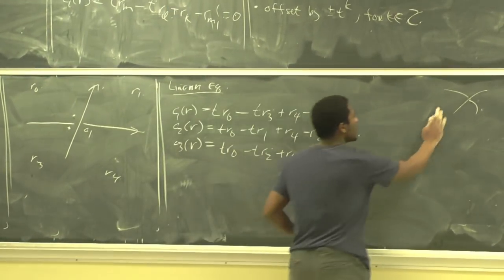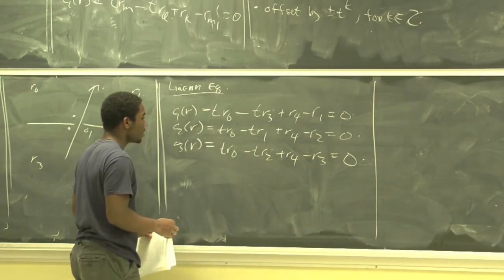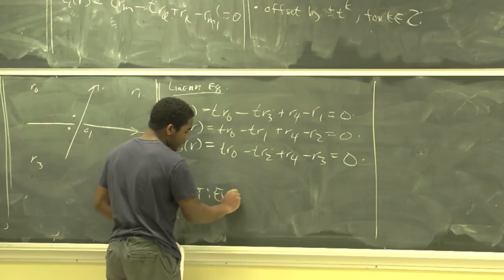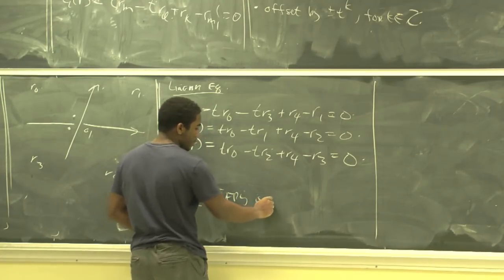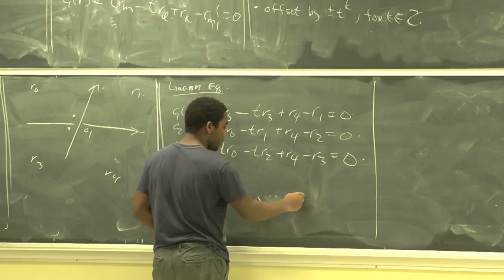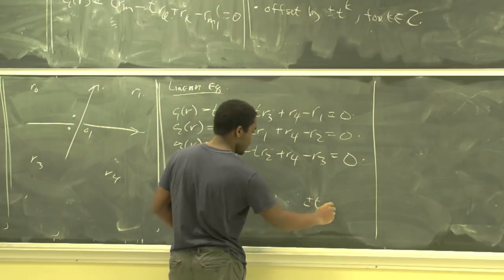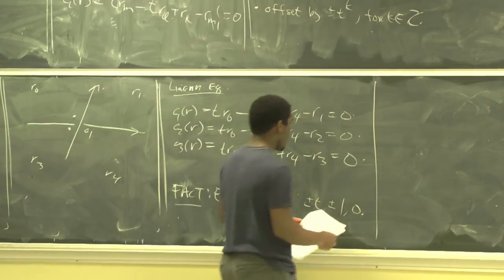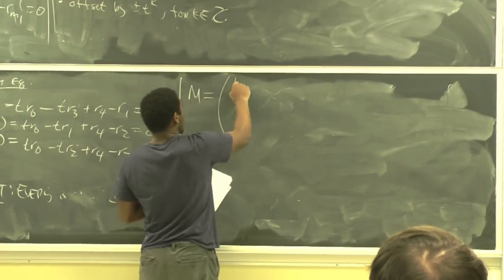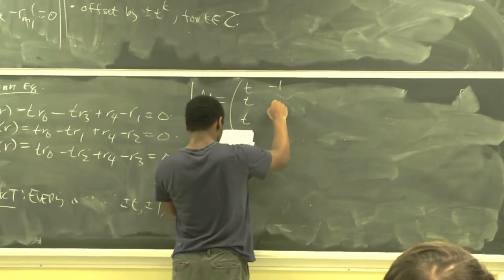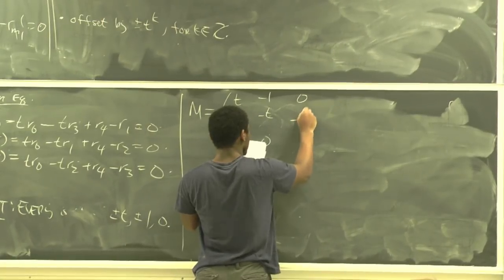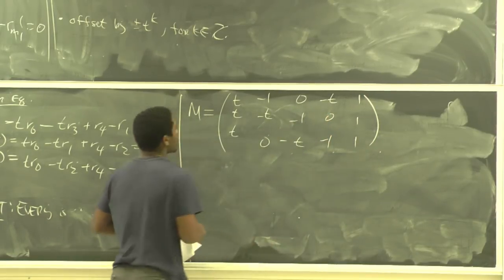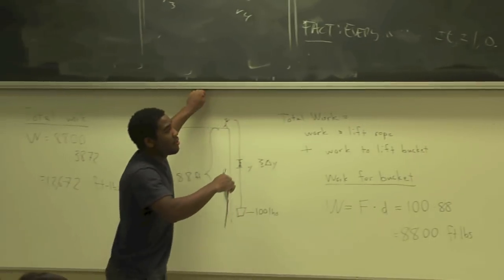And what this will give us then, one thing to note is that we'll always have a matrix in which every entry is either of the form plus or minus t, plus or minus 1, or 0, right? So this allows us to determine our matrix: t, negative 1, negative t, 0, 0, negative 1, negative t, t, 0, negative 1, 1, 1, 1. That's our matrix, right? And now we just have to take the determinant of that.